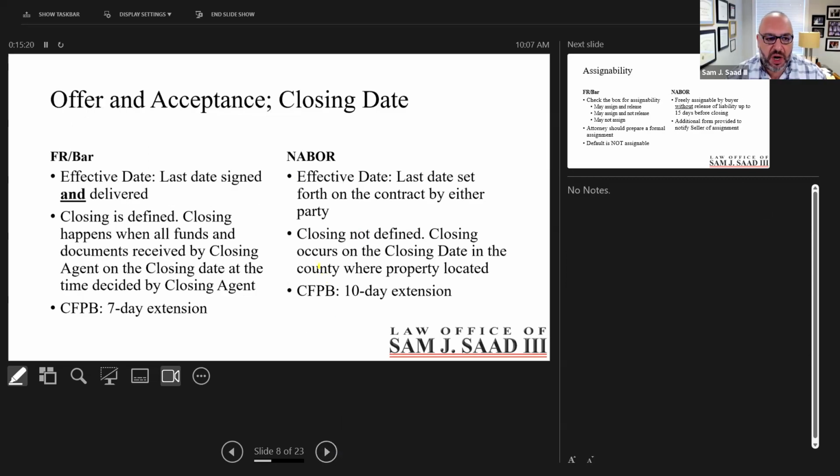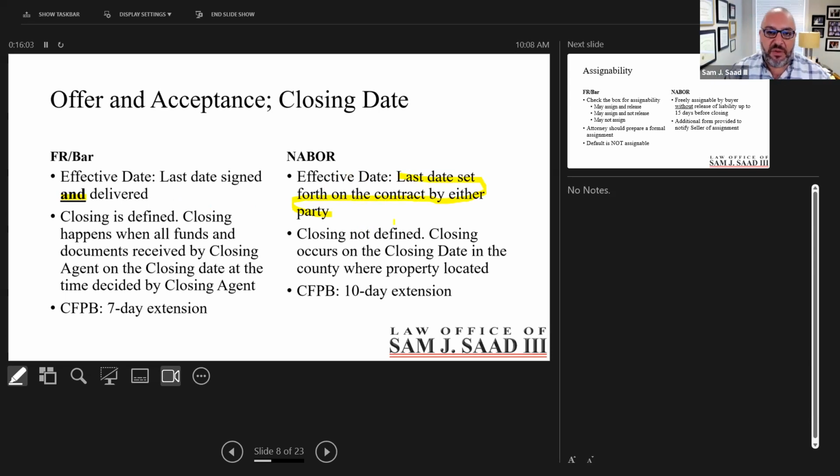Up next, the next section, of course, is the offer and acceptance and the closing date sections of the contract. This is kind of a big deal, especially on the as-is forms when you're calculating dates, because the effective date of the FRBAR contract is the last date the contract is both signed and delivered. The NABOR contract says the last date set forth on the contract by either party. So what does that mean? Well, FRBAR, you don't just sign the contract, you have to get it back to the other side, whether it's an offer or a counter offer, for it to be effective.